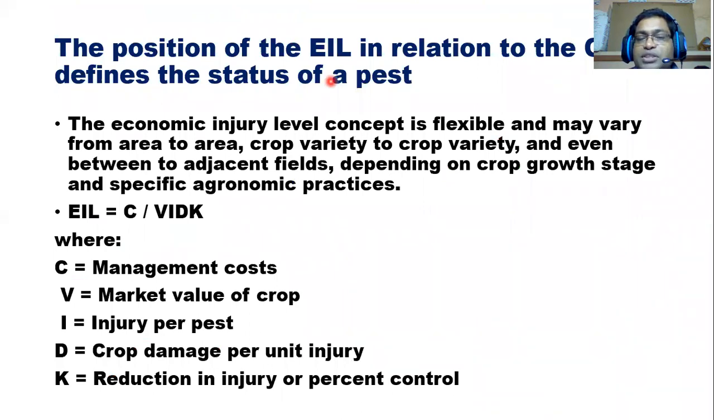in your consideration of the cost benefit analysis, economic injury level is equal to C over VIDK. C means the cost. Over, in what way, in which ways the pest can cause damage: V is the market value of the crop, you have to think; I is injury per pest; D is crop damage per injury; and K is reduction in injury, or percent control.